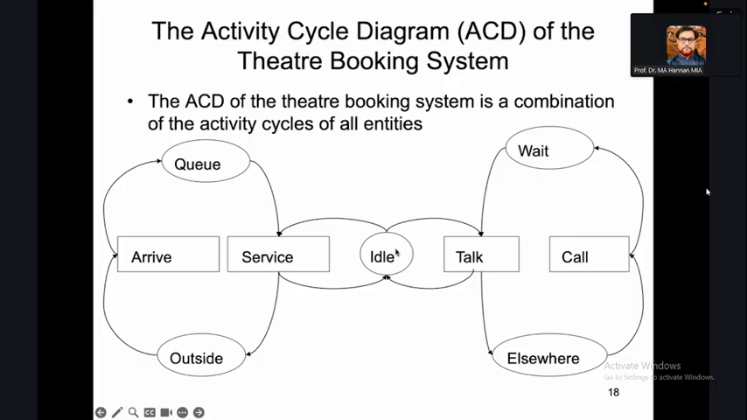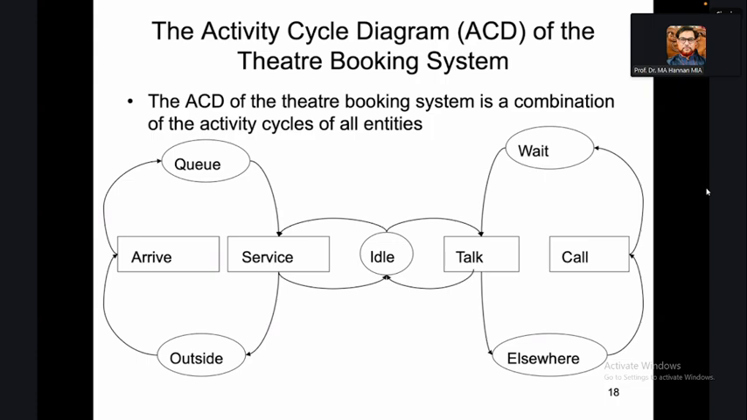Similarly, on the right-hand side, he was in idle state. He receives a call. So the caller was somewhere. He receives a call and starts talking, an active state. Then the call is over, again he is in dead state.